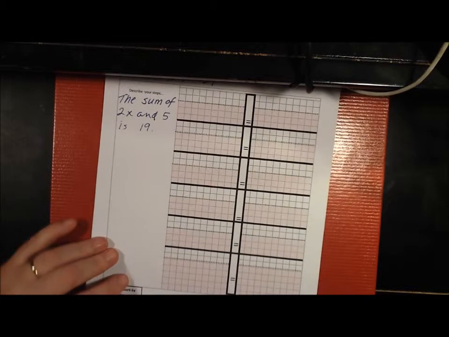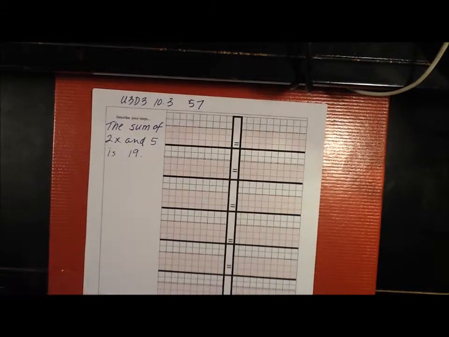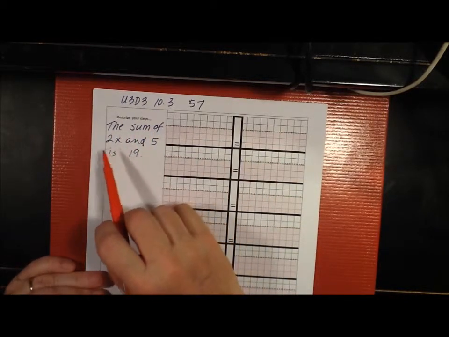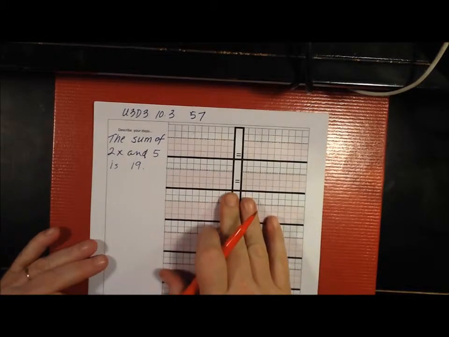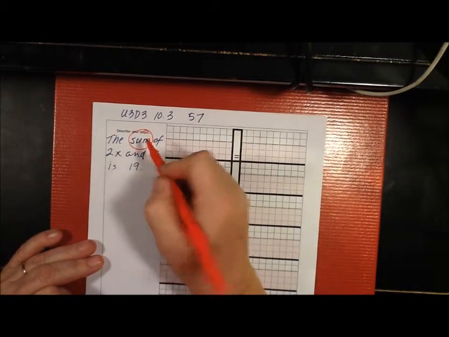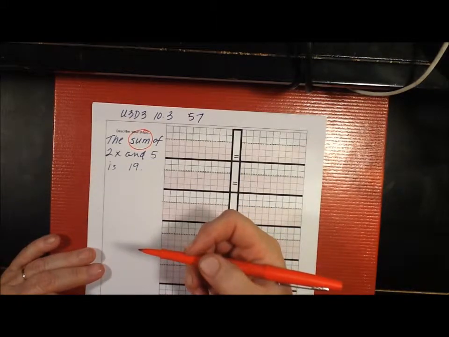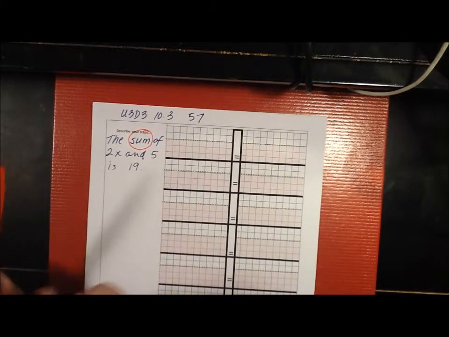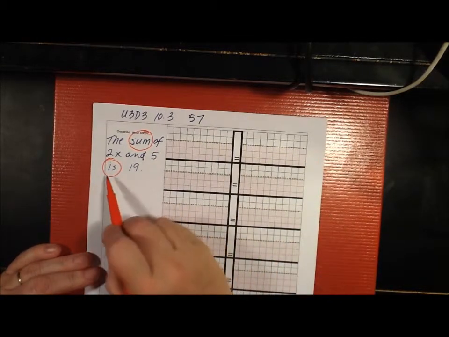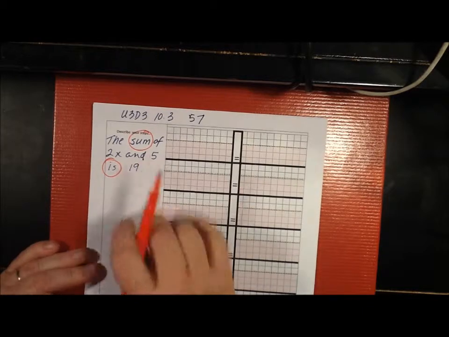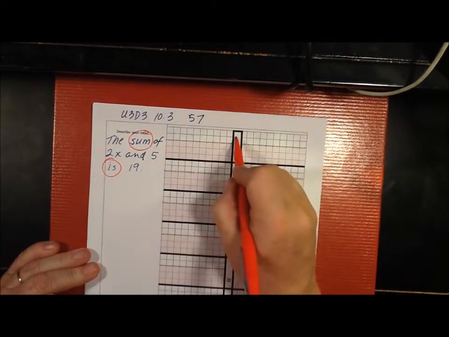So let's look at the next one. This is number 57. This is a translation problem, so let's take a look at the actual problem first. The sum of 2x and 5 is 19. So here's some clue words, as I talked about before. The word sum tells me that there's an addition involved. And the word is tells me that that's an equal sign. So right now I know that 2x and 5 are going to be on one side, and here's my is.